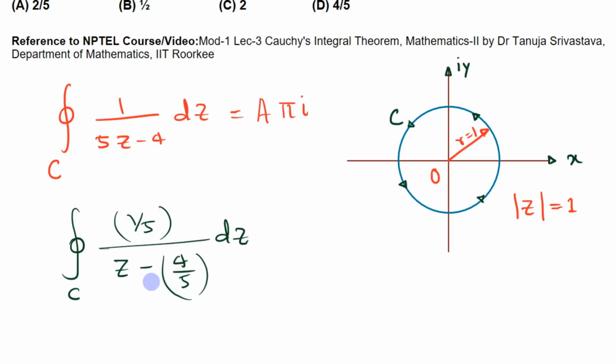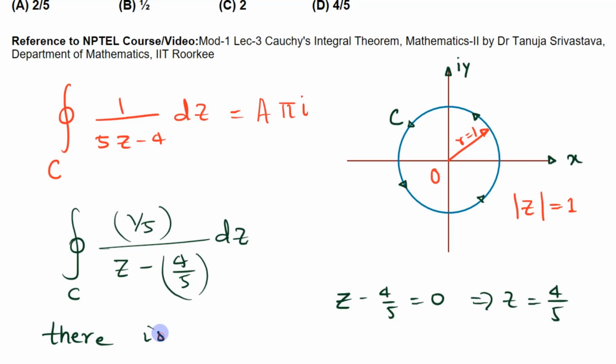If we observe this equation, the denominator is z minus 4 by 5. If we equate it to 0, we get the value of z as 4 by 5. That means at z equal to 4 by 5 there exists a pole, right? So let's write here, there is a pole at z equal to 4 by 5.